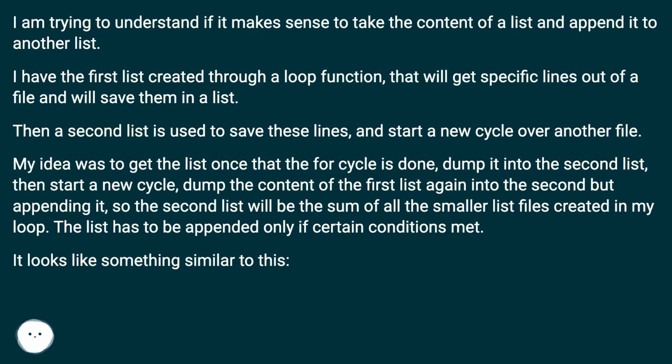My idea was to get the list once that the first cycle is done, dump it into the second list, then start a new cycle, dump the content of the first list again into the second but appending it, so the second list will be the sum of all the smaller list files created in my loop. The list has to be appended only if certain conditions are met. It looks like something similar to this.